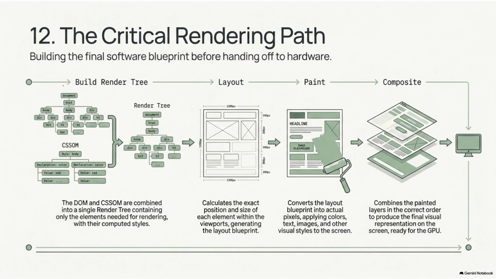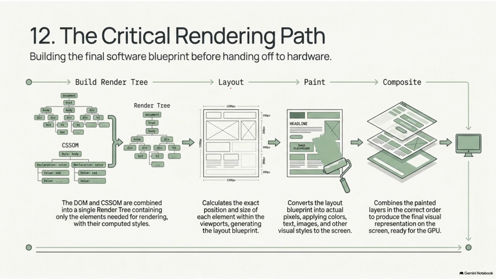Then the 12th step is basically the critical rendering part, which we will see in depth in later videos. So what will be done? After the DOM tree and the CSSOM are created, it will merge both to create a render tree. So basically the render tree is a combination of both HTML and CSS.